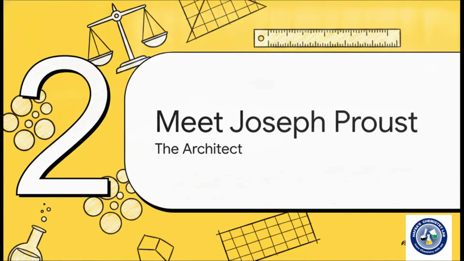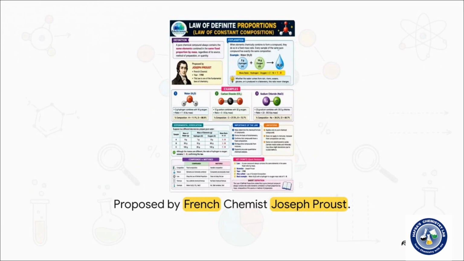Moving right along to Section 2. Meet Joseph Proust, the architect. To really appreciate the pedigree of this non-negotiable rule, we have to look back at its origins. What's truly fascinating here is that this principle, which is also known as the law of constant composition, didn't just appear overnight. It was actually established way back in 1799 by the French chemist Joseph Proust. Just think about that for a second. Over 2 centuries ago, way before we had any of the advanced spectroscopy tools that we use in the lab today, Proust laid the very groundwork for modern chemistry. He proved that nature scales its recipes with perfect, unwavering mathematical precision.